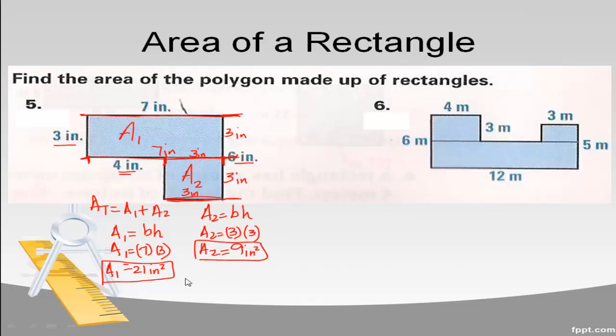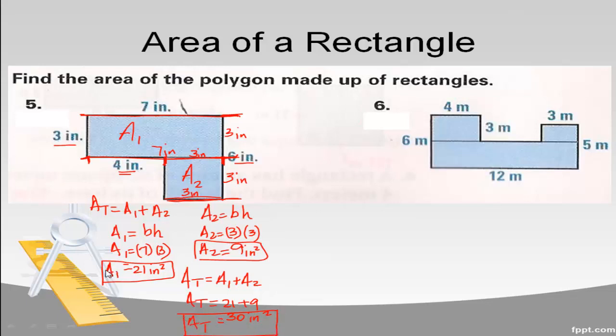And now the total area, which is area 1 plus area 2, is equal to 21 plus 9, which is 30 square inches. There's your total area for that polygon.